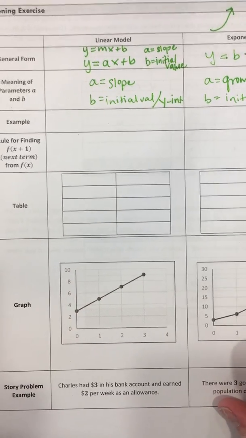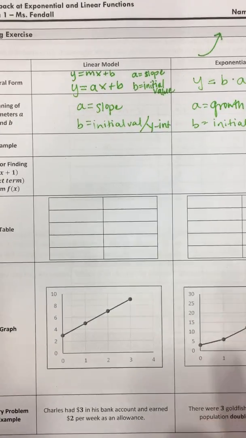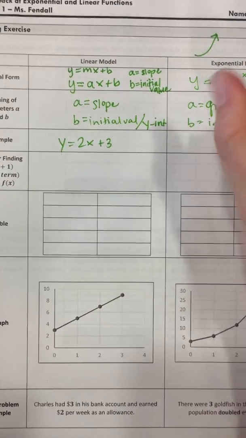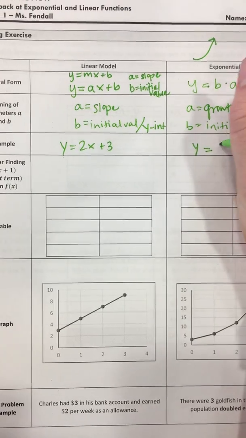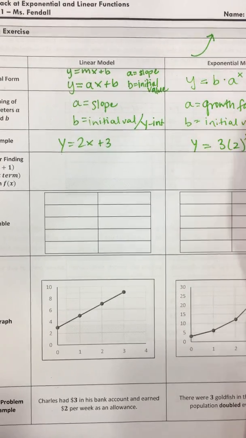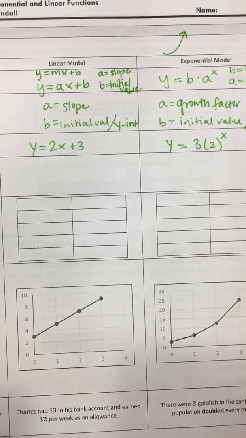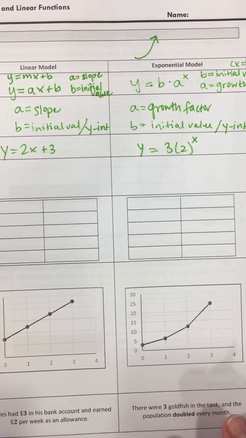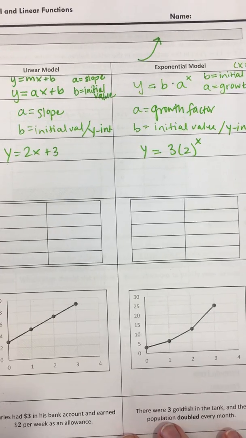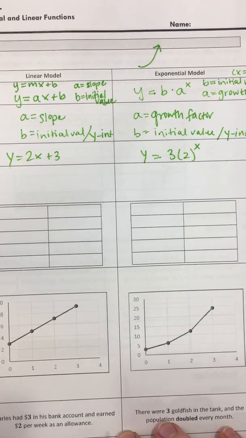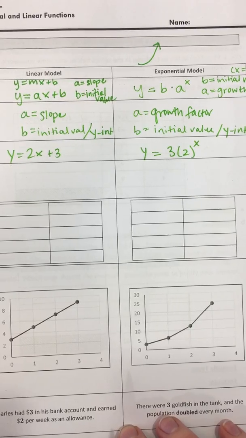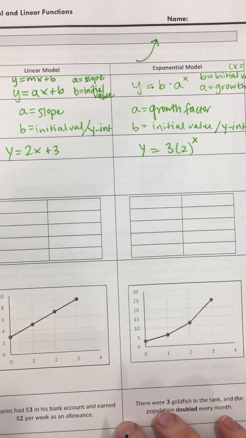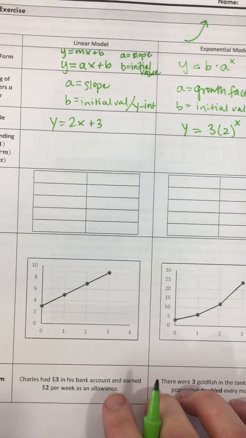Now I want to show you an example. The example I'm going to give is y equals 2x plus 3 for a linear model, and y equals 3 times 2 in parentheses to the x power for an exponential model. I hope I'm not going too fast. If I am, teacher, feel free to pause it and give them time. So we've got two different functions here. We've got 2x plus 3, and it's linear. We've got 3 times 2 to the x power as an exponent, and that's an exponential function.